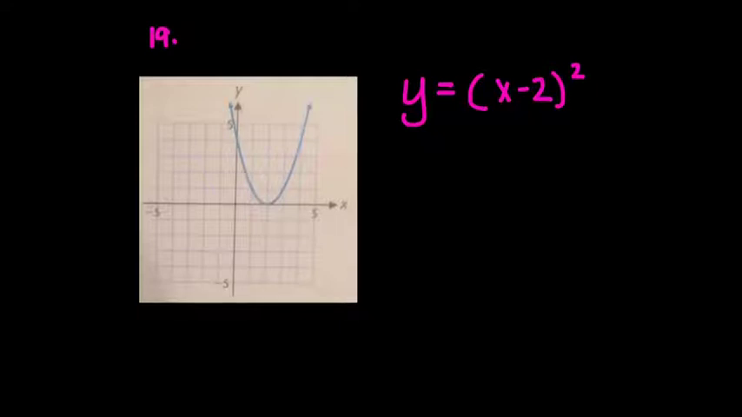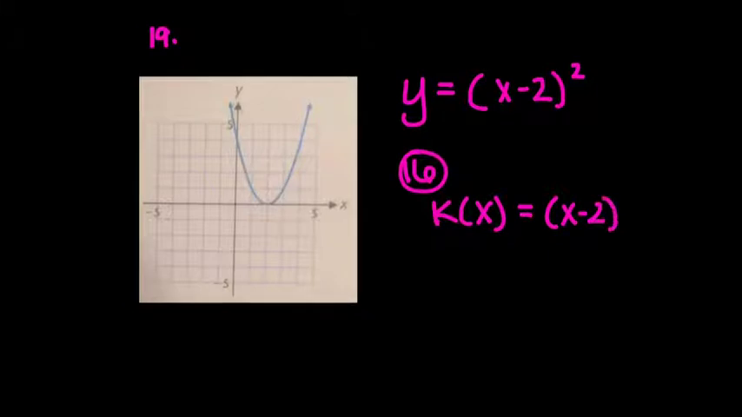If you're looking at your textbook, this translates to equation number 16, which is k of x equals the quantity x minus 2 squared.